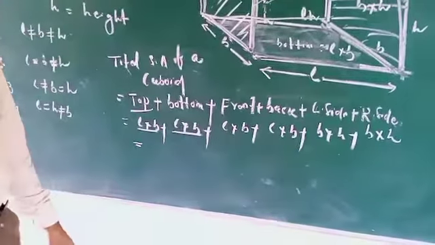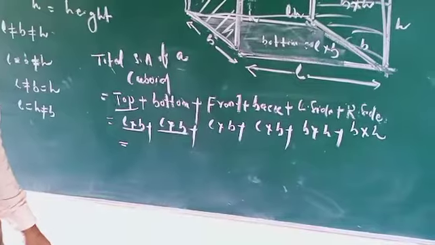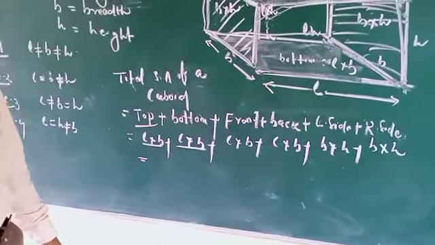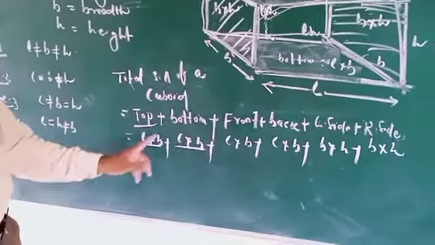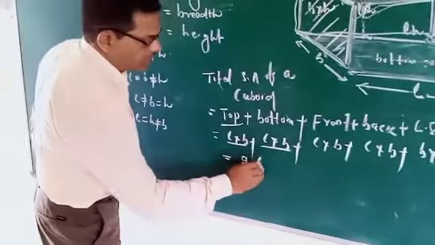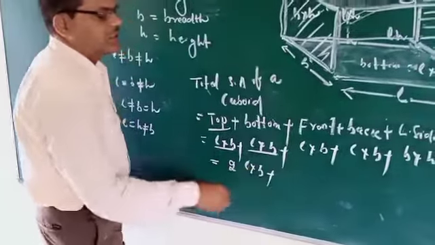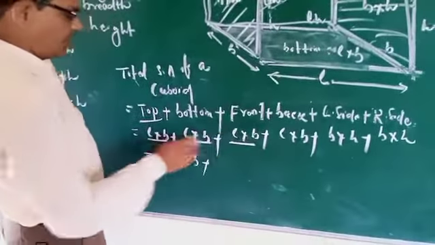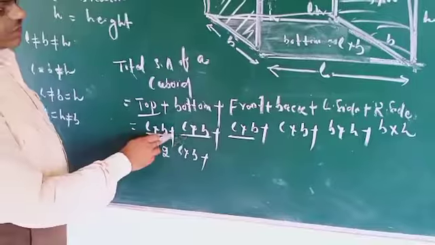A plus A, 2A. A plus A plus A, 3A. A plus A plus A plus A, 4A. So L into B plus L into B, 2 into L into B. 2 L into B plus L into B. L into this is H taken, LH.